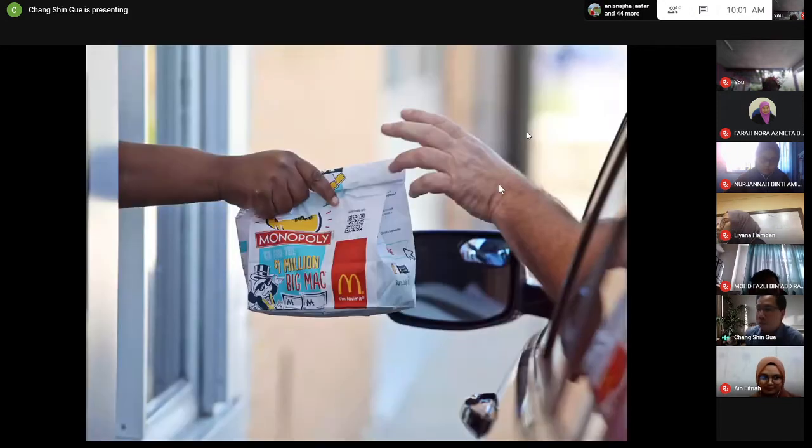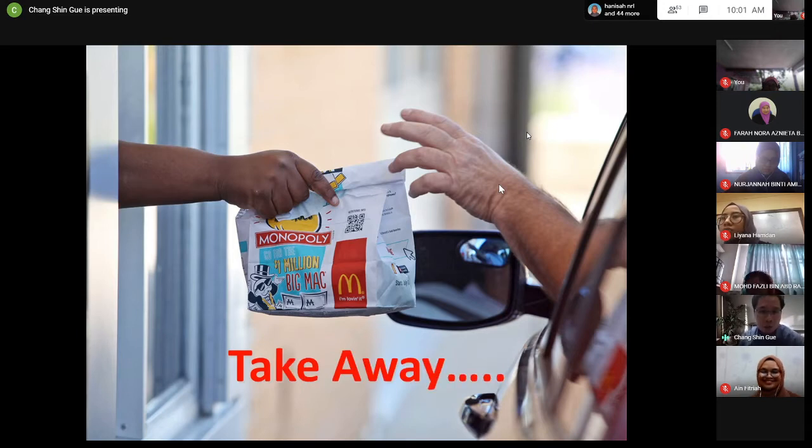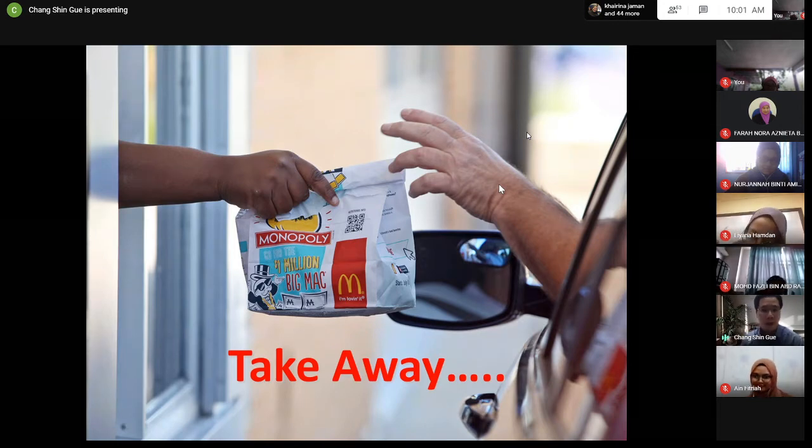So I know that now it's probably still a bit early for lunch. There's a picture showing a McDonald's takeaway here. Basically, I want you to focus on what you can take away from this talk. So hopefully by the end of this talk, you may have a better idea on how to tackle pile foundation designs.